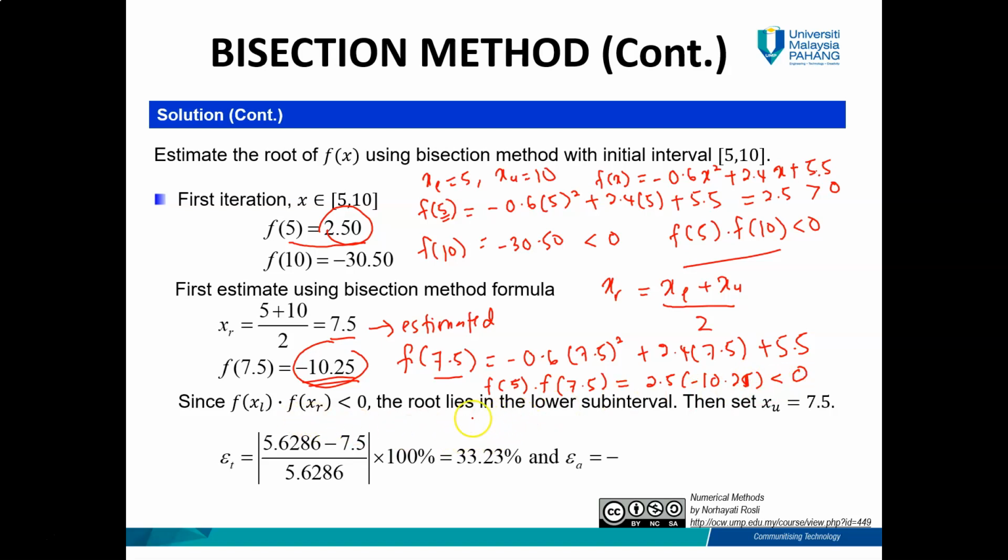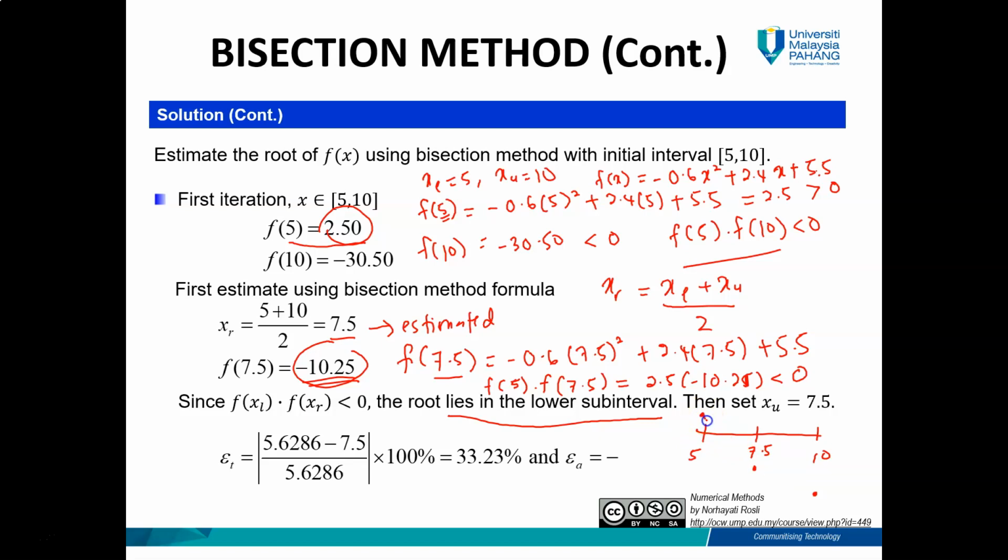So we can conclude that the root lies in the lower sub-interval, because originally we have 5 and 10 as our interval. Then we compute our new xr here, 7.5, the midpoint. And then we check: here the function is positive, and at 10 the function is negative 30.5. But when x equal to 7.5, the function is also negative, for example negative 10.25 somewhere here.